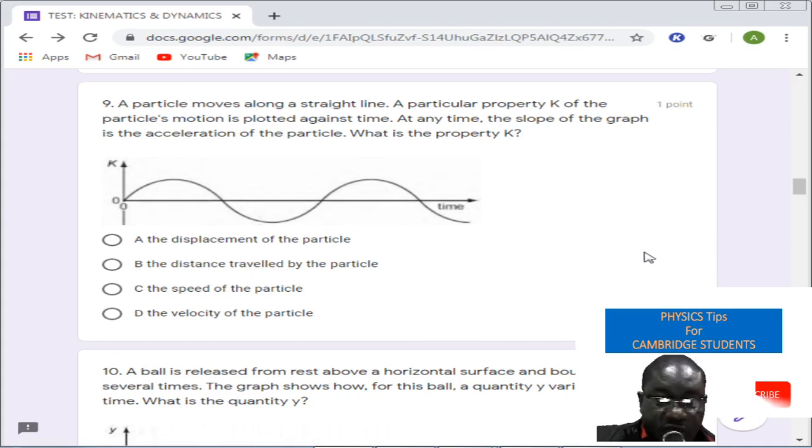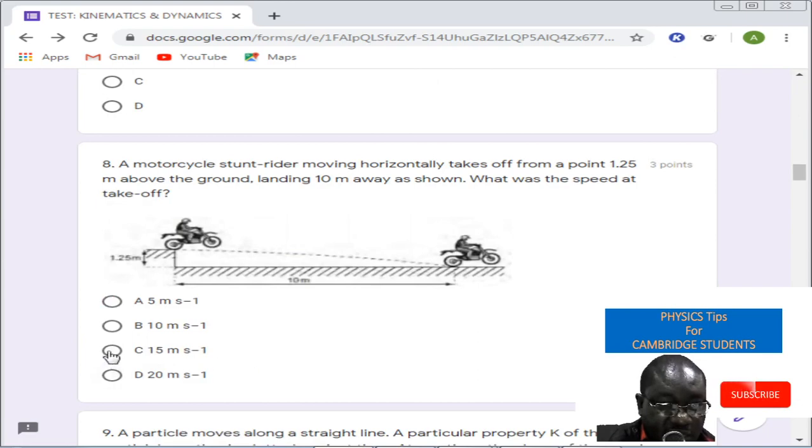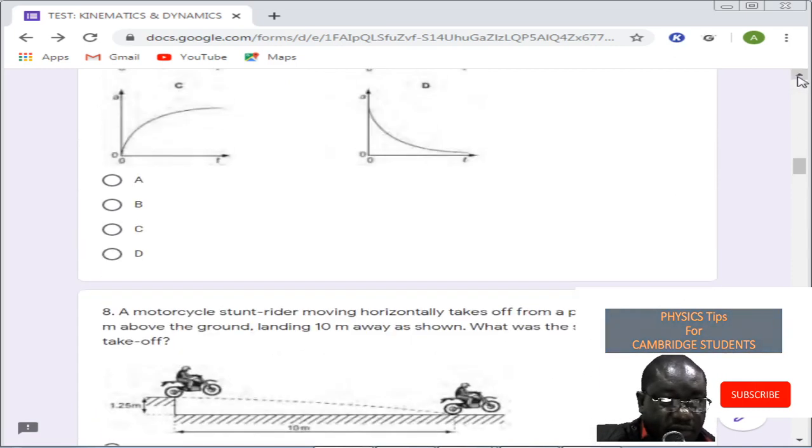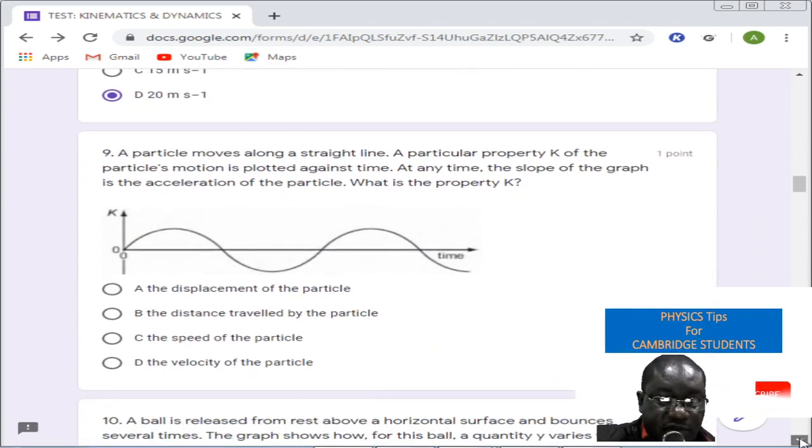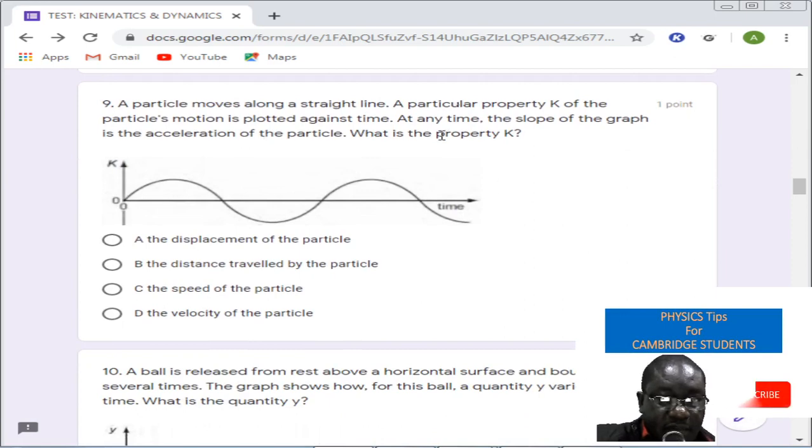Now this one we said the answer is 20, and this one we said the answer was D. We need to put the answers there. Now, in this one, the question clearly tells you that at any particular time, the slope of the graph is the acceleration. So the slope of a vt graph gives you the acceleration, which means this should be v. So there should be a velocity and not speed. So the answer should be D there.